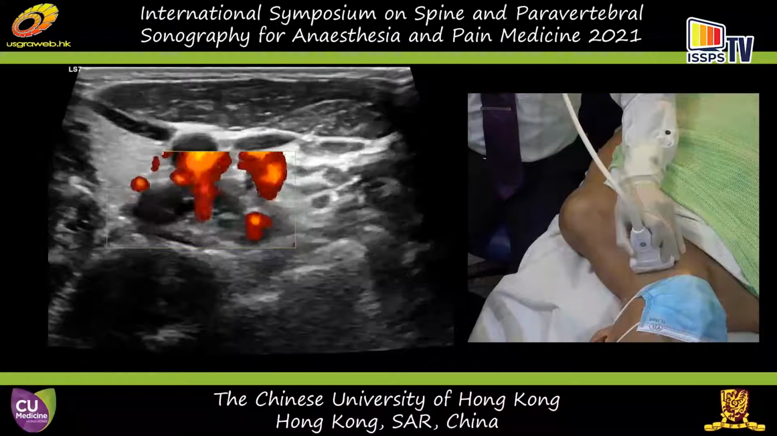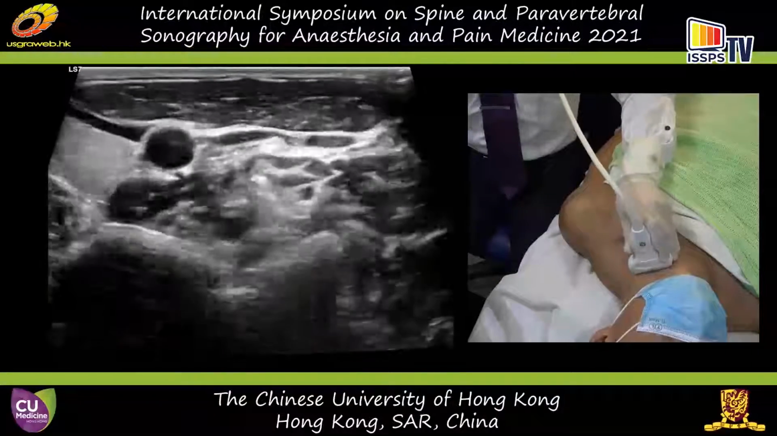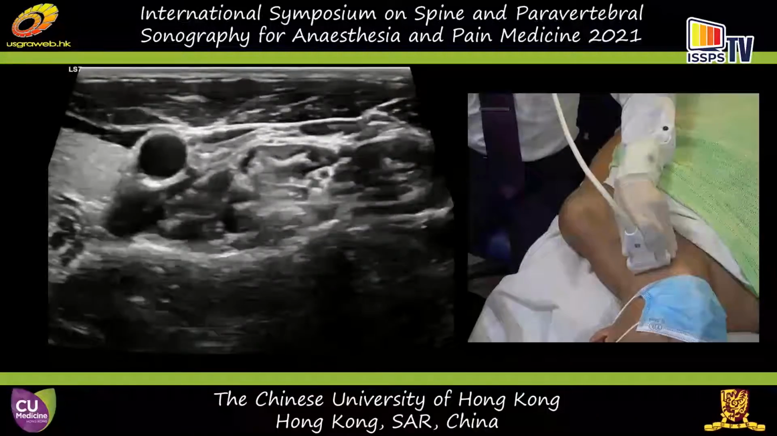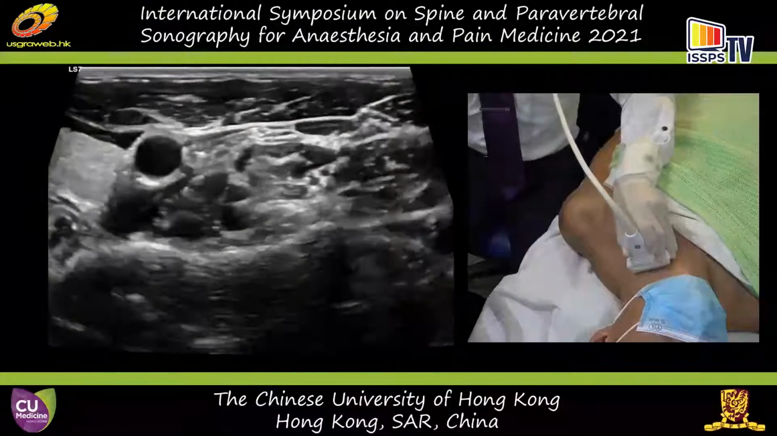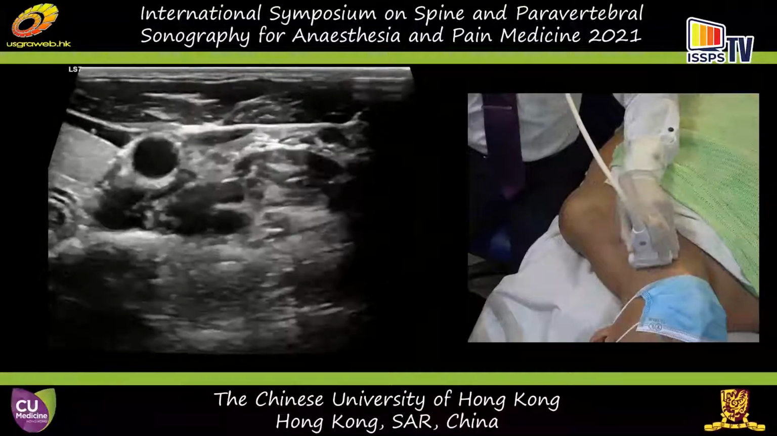Then let's go back to the B mode first. Then I'm going to show you a bit of the arteries in the anterior structure here, which is relevant to all the selective nerve root blocks.